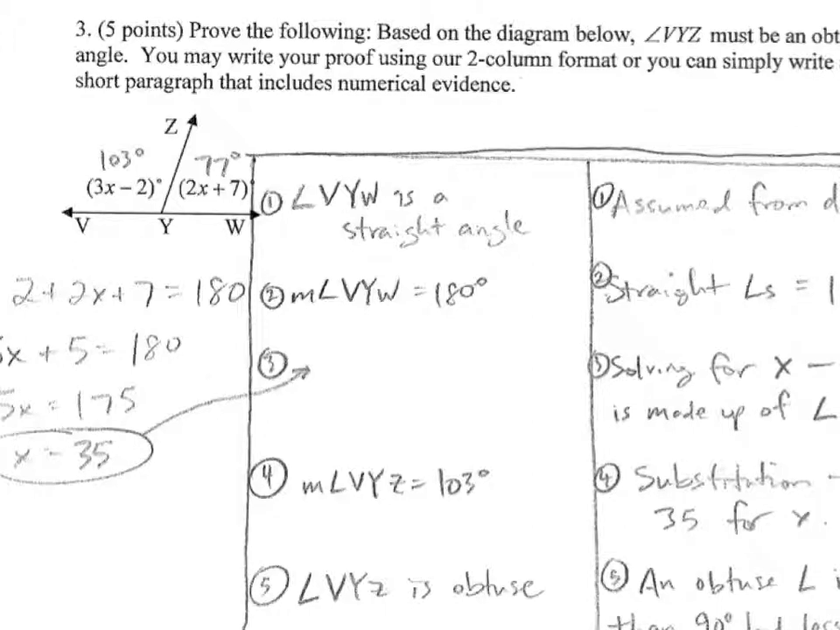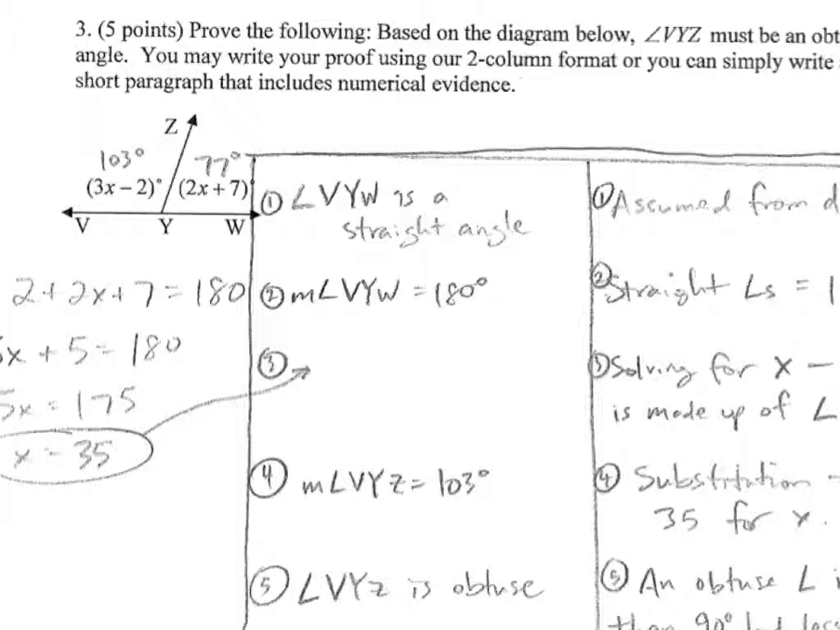For question number 3, you've got to write another proof. You can write it in whatever kind of format you want, but ultimately we've got to figure out or prove that angle VYZ is an obtuse angle. Now initially, you are not given any of the measurements or data that I've got written down here. You're just given the diagram. And so what you need to realize is that you can't simply look at this angle and proclaim that it's obtuse just because it looks like it's obtuse.